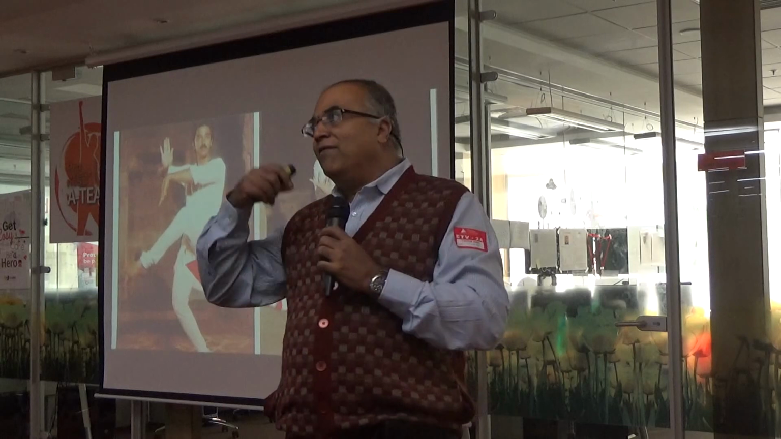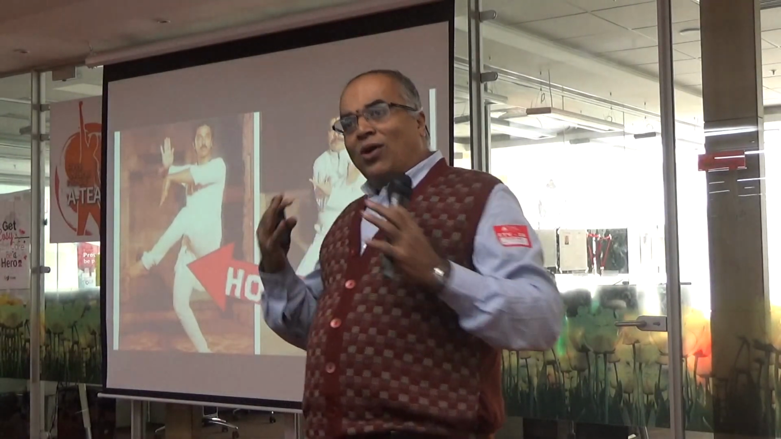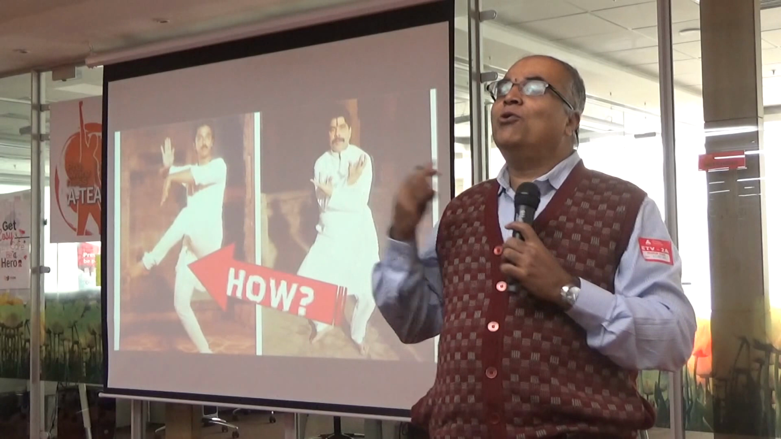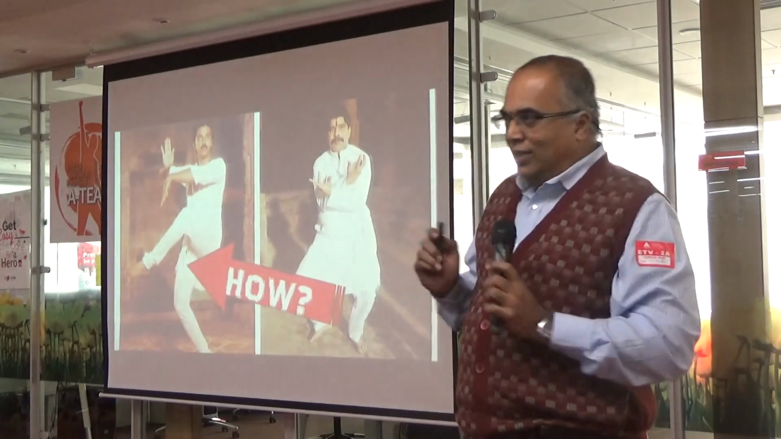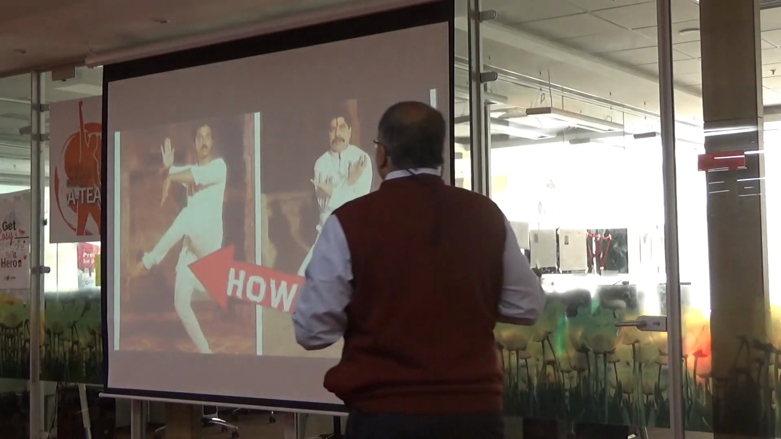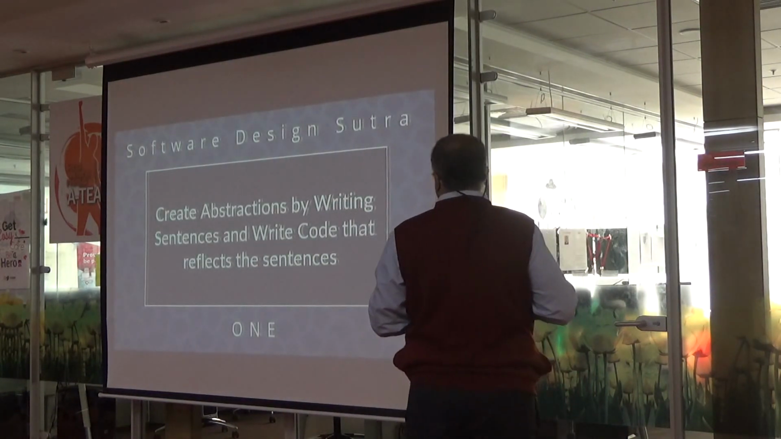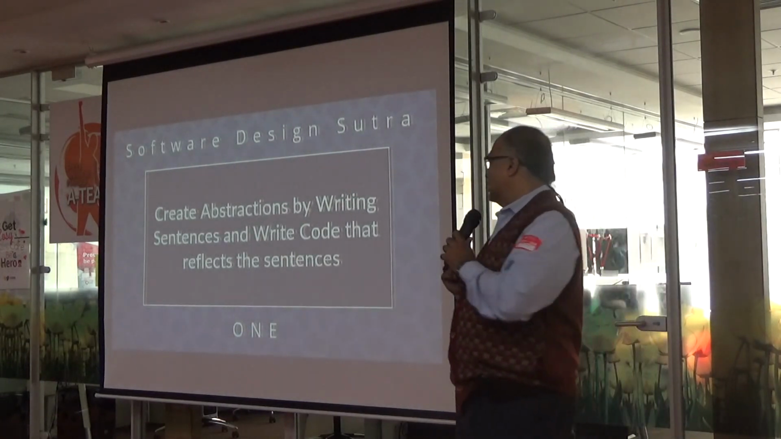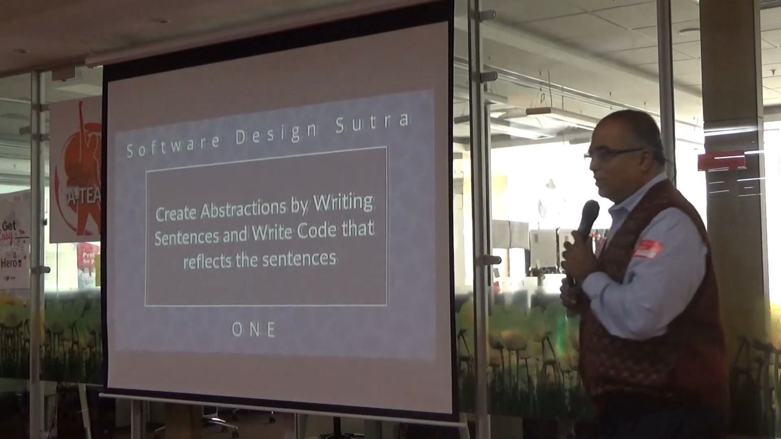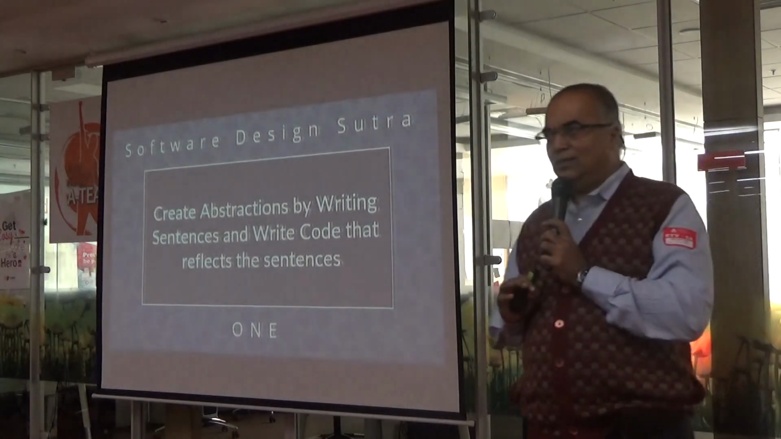It's not that everybody writes code like that. There are people who write nice, clean code, but there are a lot of people who don't do it. The problem is, how do I get them to move from here to there, right? So the answer is Software Design Sutra 1. Create abstractions by writing sentences and write code that reflects the sentences, right?